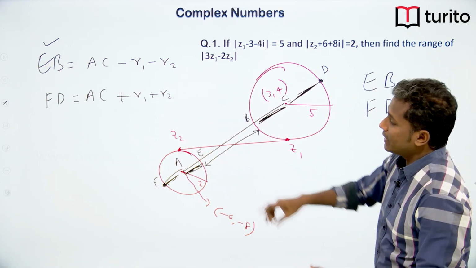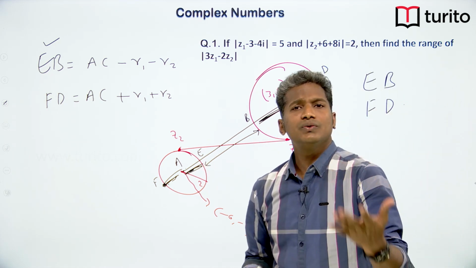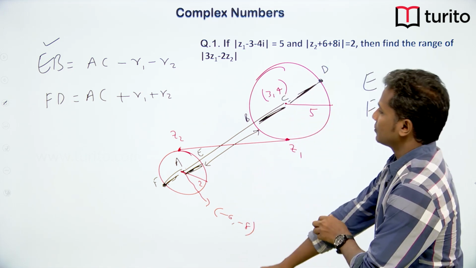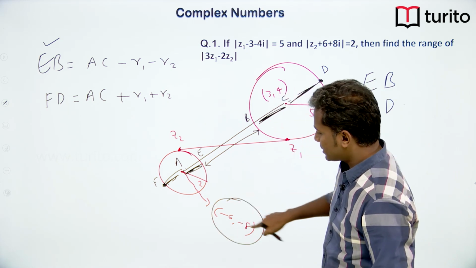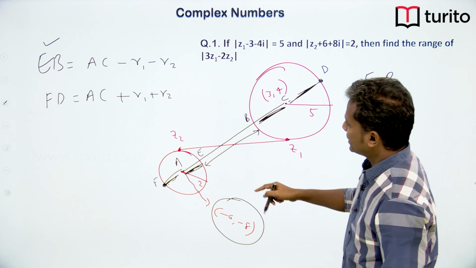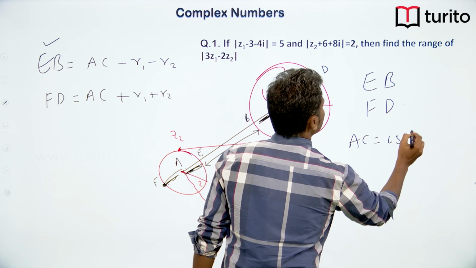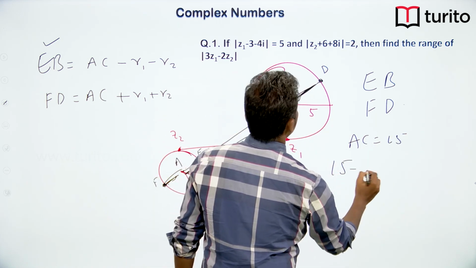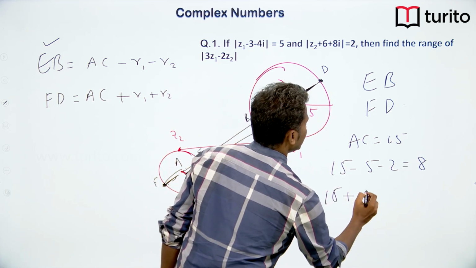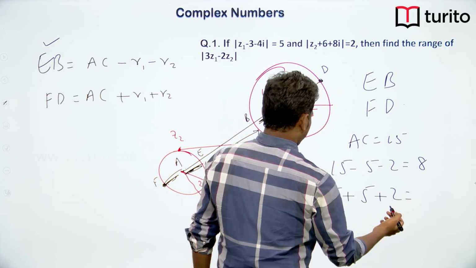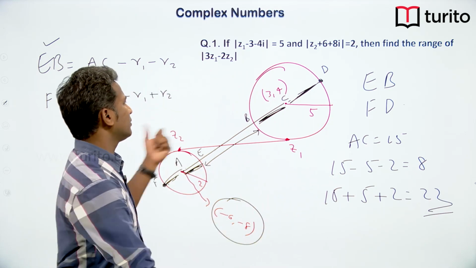Now, to find AC here, you need to find the distance between the centers, which you can do using the distance formula. Here, if you apply the distance formula, because this point is (3, 4) and this is (minus 6, minus 8), you know that this distance is going to come out to be 15. So, AC will be 15. Now, from 15 you have to subtract both radii, that will be 8, this is the minimum value, and with 15 you have to add both radii, that will give you 22. So, minimum is 8, maximum is 22, this way you can calculate it.